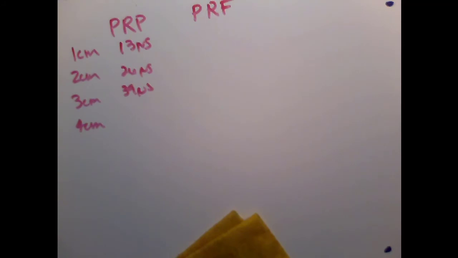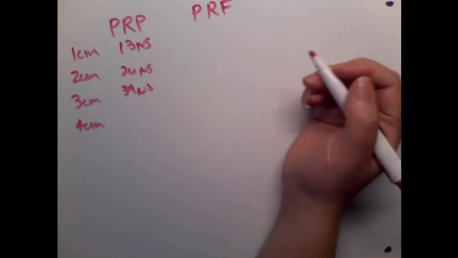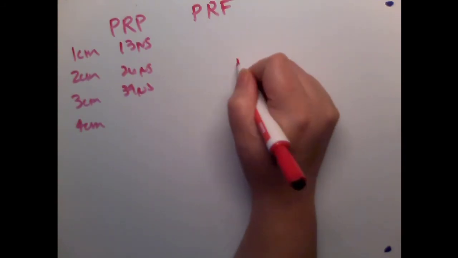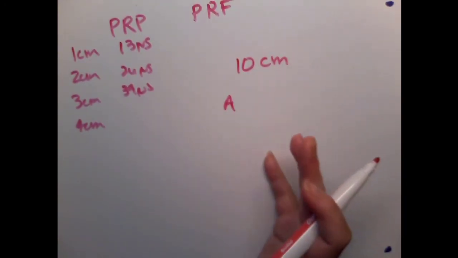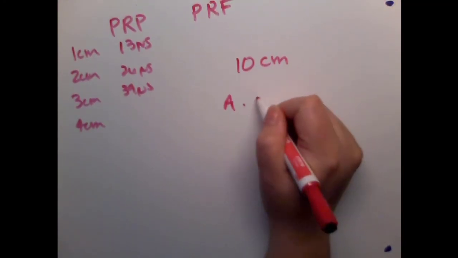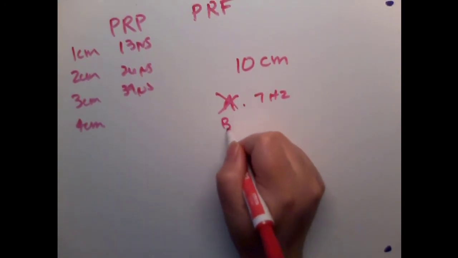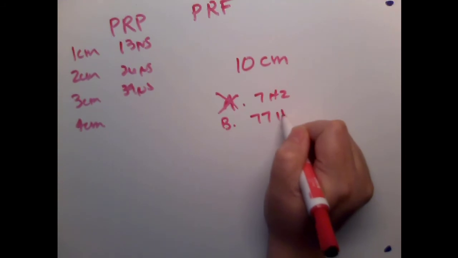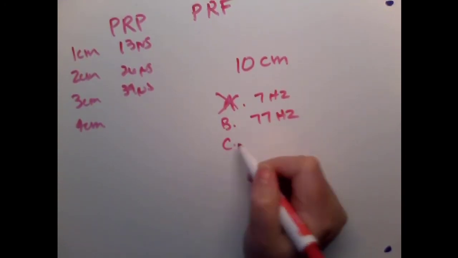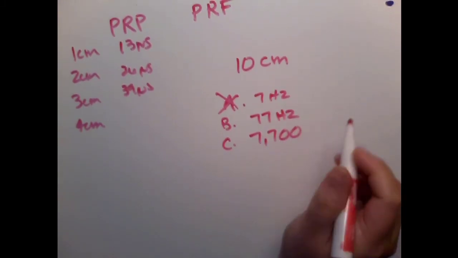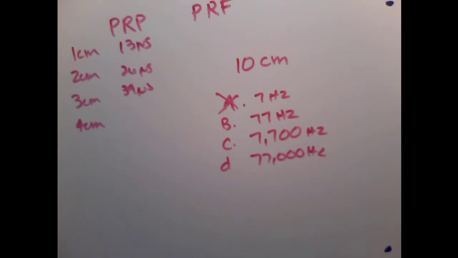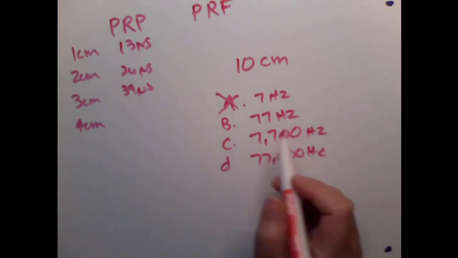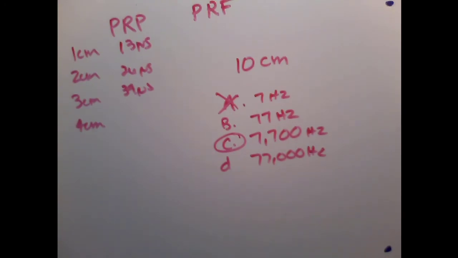Now, for the most part, you should also be able to estimate. 77,000 is very close to 80,000. So if you can do whole numbers, say the question was, what is the PRF at 10 centimeters? First we know it's going to be somewhere in the thousands of hertz, right? So let's say your option A was 7 hertz. Probably not the right answer. Say B was 77 hertz. Well, we're probably getting closer, but it's still not quite the right answer. Say C then was 7,700 hertz. And then D was 77,000 hertz. You can look through these answers and should be able to estimate that your correct answer is C. Now, dividing 77,000 by 10 is fairly easy.